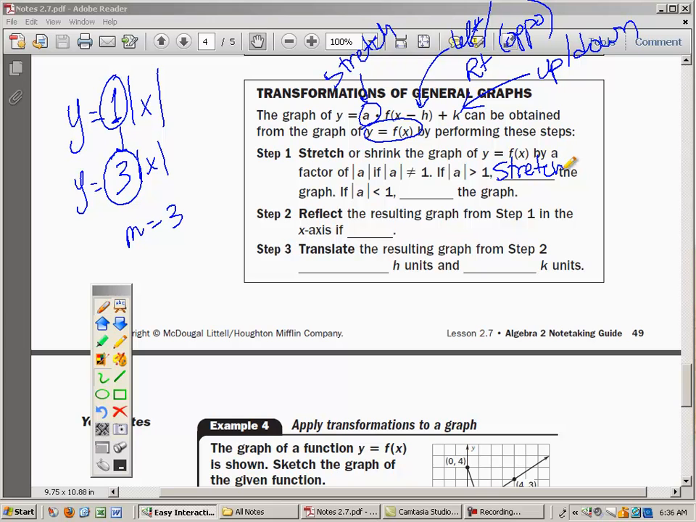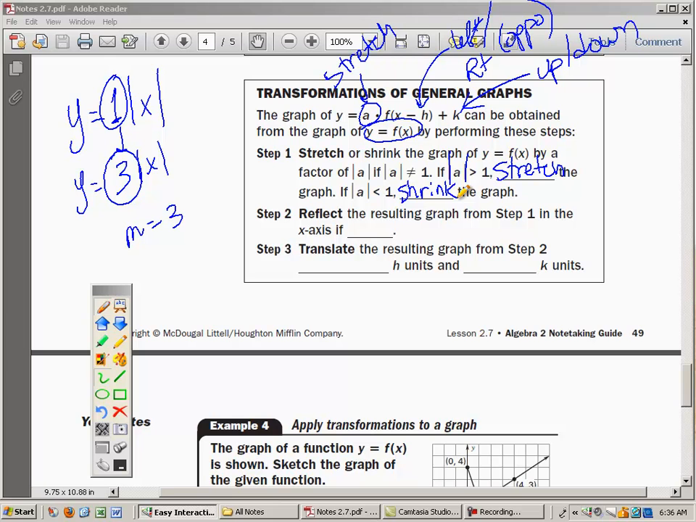And again, why are they using absolute value? Because we're just saying the magnitude of the number. If the number is bigger than 1 or less than negative 1, we're going to get a stretch. The negative is what's going to reflect it. Well, let's finish up this thought first, sorry. So we're going to stretch it if the magnitude of that number is bigger than 1, and we're going to shrink it if it's less than 1.